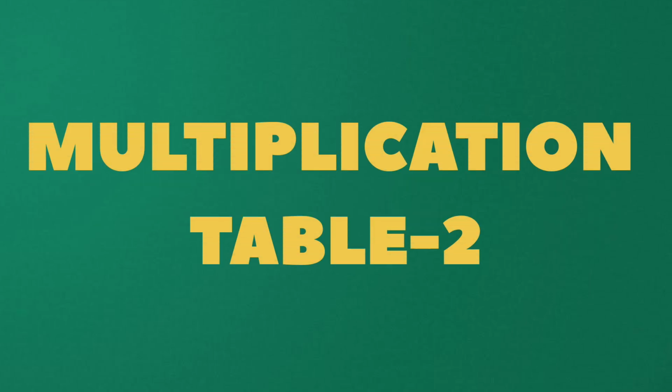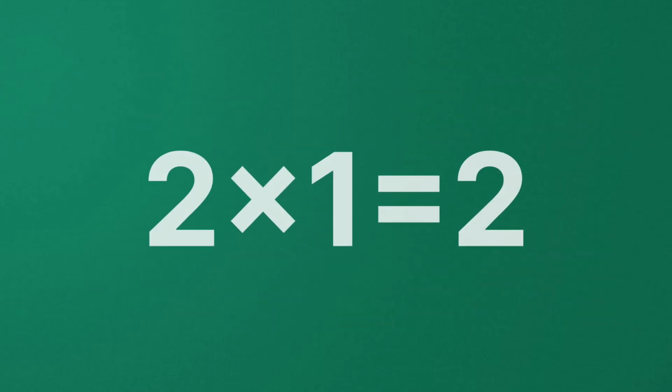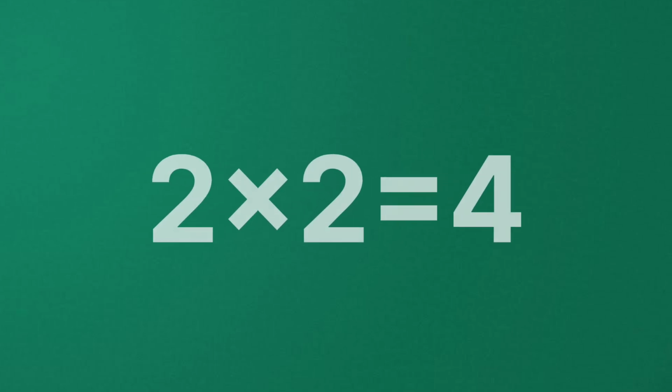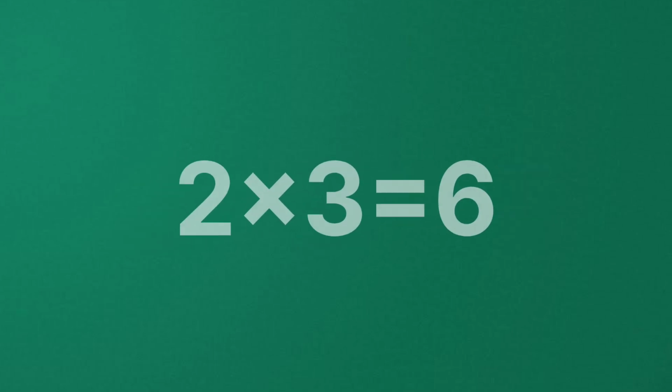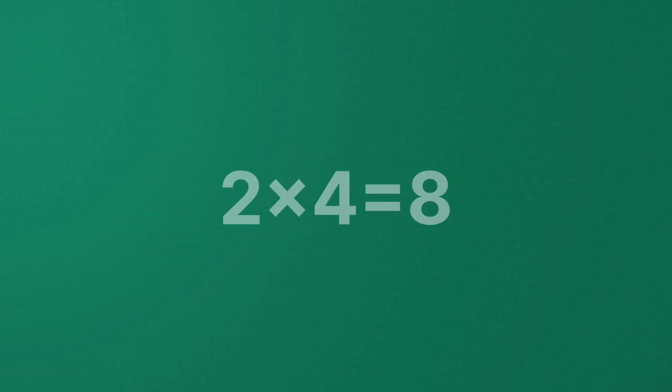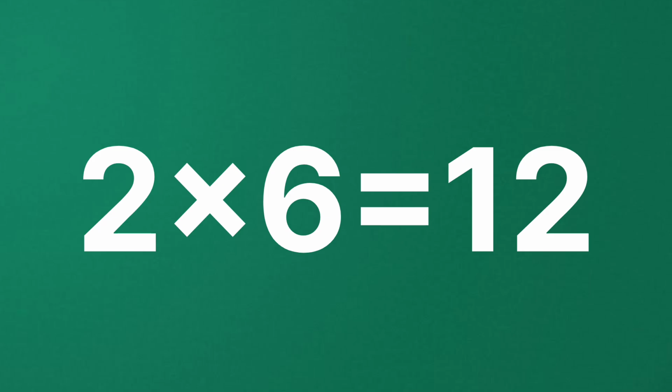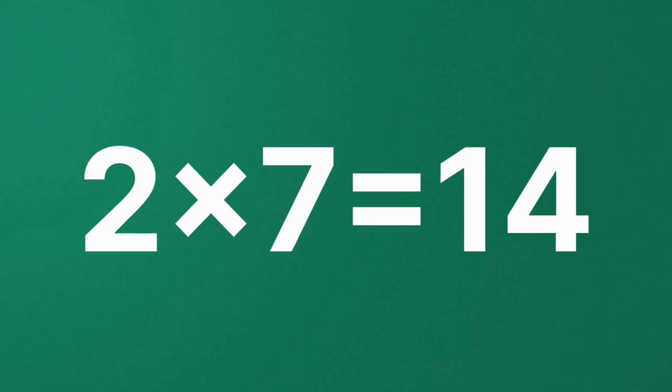Multiplication table of 2. 2 ones are 2. 2 twos are 4. 2 threes are 6. 2 fours are 8. 2 fives are 10. 2 sixes are 12. 2 sevens are 14.